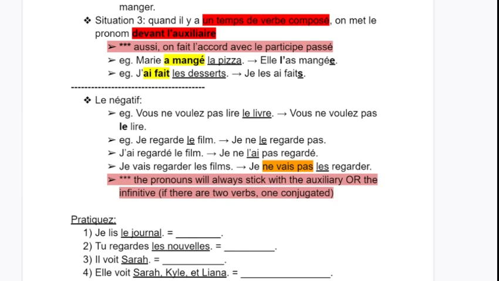So, vous ne voulez pas lire le livre. Here it's already in the negative form. We're just going to replace the le livre with a direct object pronoun. It's going to be le because it is masculine. And we're going to keep vous ne voulez pas together. We're going to put the direct object pronoun, which is le, before the infinitive, which is lire, to read. So, vous ne voulez pas le lire.